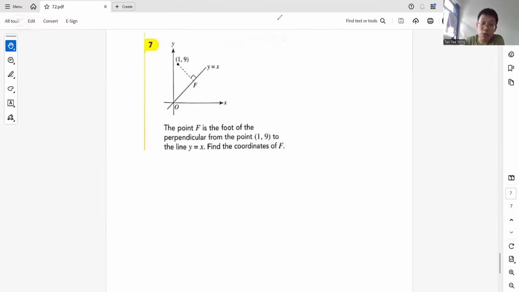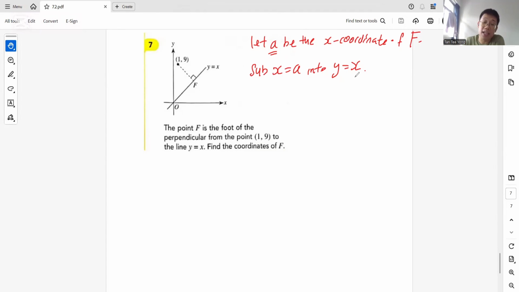So let's do this. Let A be the x coordinate of F. Okay, so I'm going to sub x equals A into the y equals x line equation. Why? Because F is on the line y equals x. So when I do that, my y is also equal to A. So therefore, I can label F as (A, A).